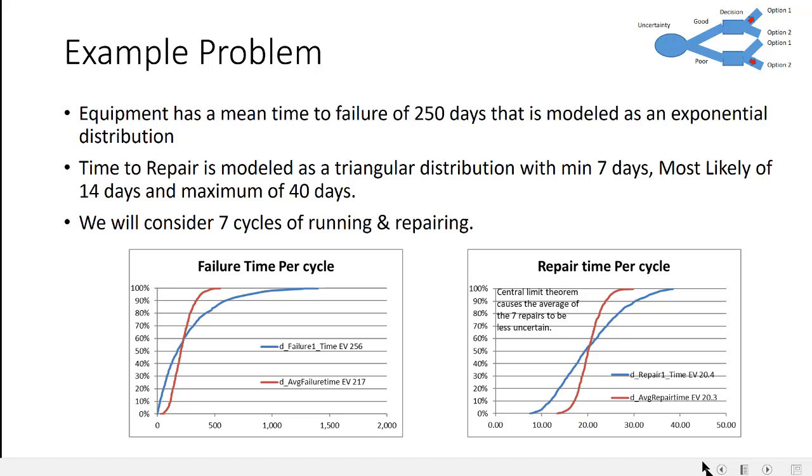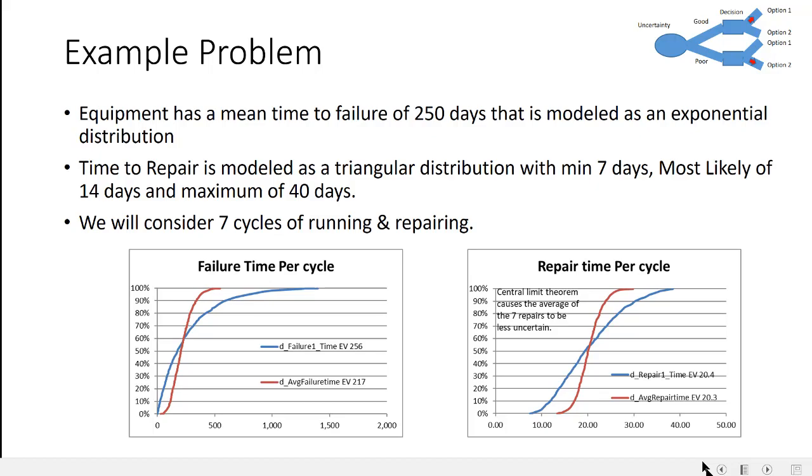Let's assume the equipment has a mean time to failure of 250 days, and this will be modeled by an exponential decline distribution. The time to repair is modeled as a triangular distribution with a minimum of 7 days, a most likely of 14 days, and a maximum of 40 days. And we're going to consider 7 cycles of the equipment running and then being repaired, and running and repairing, and so forth and so on.